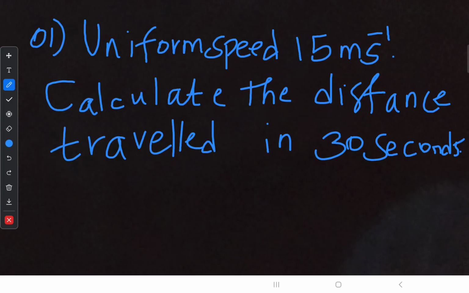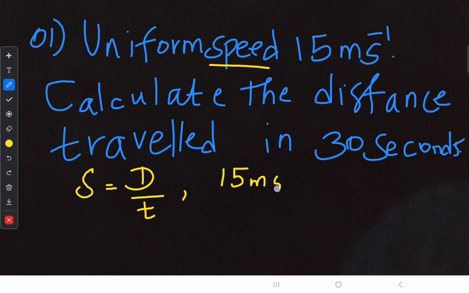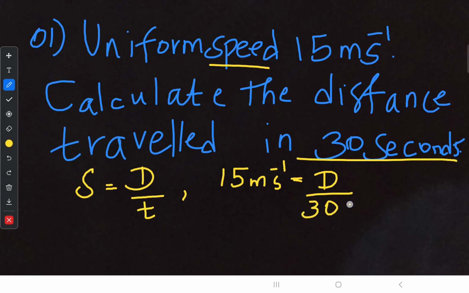Let's look at this question. Uniform speed 15 meters per second. Calculate the distance traveled in 30 seconds. Here the speed and time are given, so we have to use the formula for speed: speed equals distance upon time. Our speed that was given is 15 meters per second. We have to find how much distance was traveled. The time is 30 seconds.